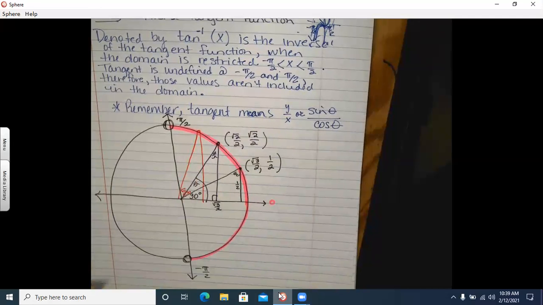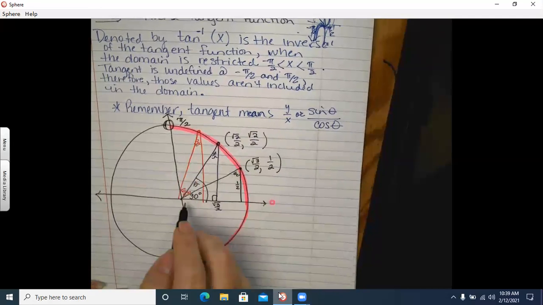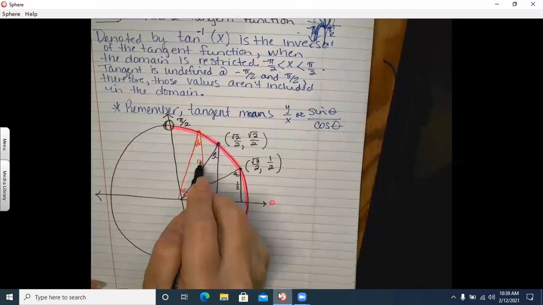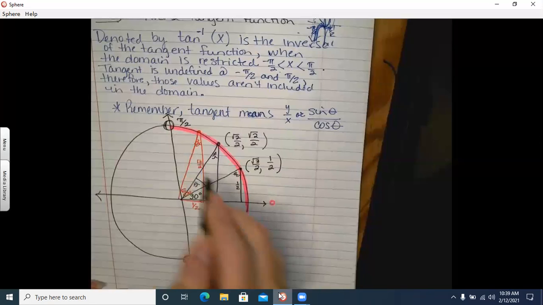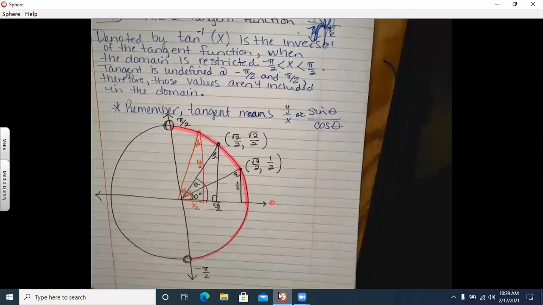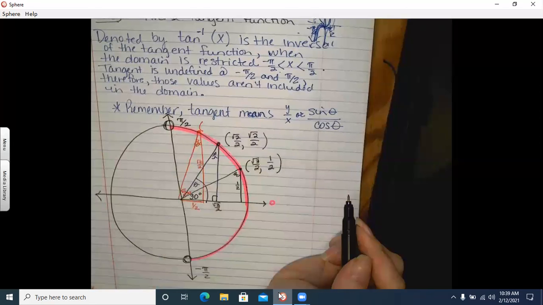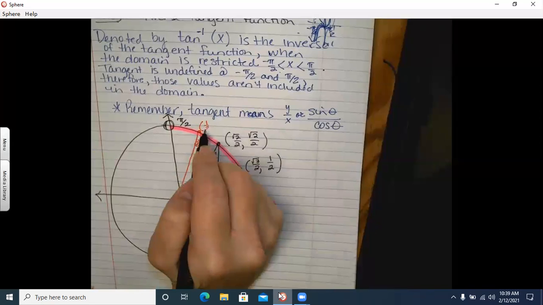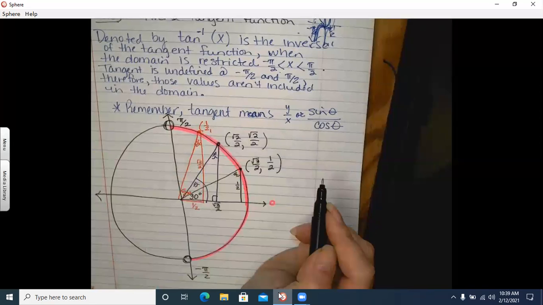So the leg across from the 30-degree angle is 1/2. The leg across from the 60-degree angle is square root of 3 over 2. So what is my cosine of a 60-degree angle? 1/2. And what is my sine? Square root of 3 over 2.